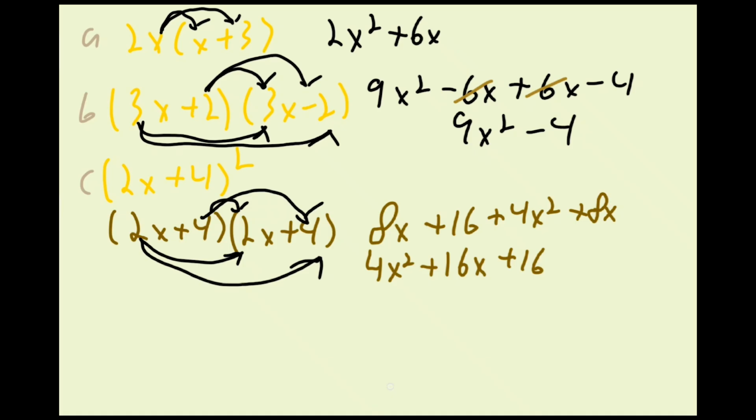You can simplify it even more here if you really wanted to, depending on what the problem is asking from you. But you see the greatest common factor is 4 between all of them, so you would do x squared plus 4x plus 4.